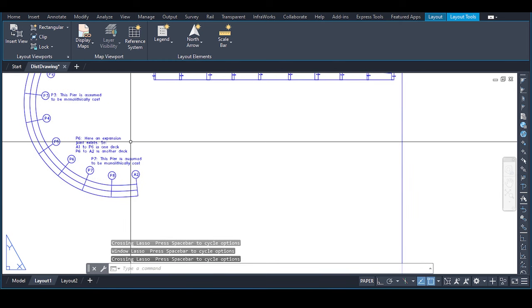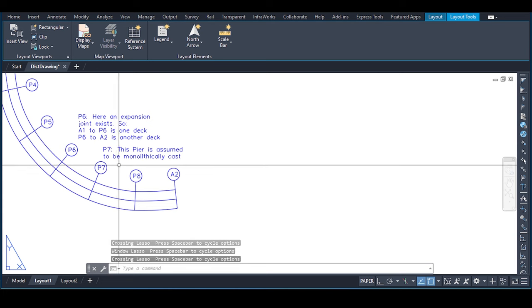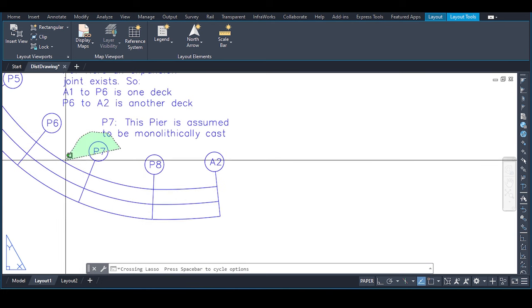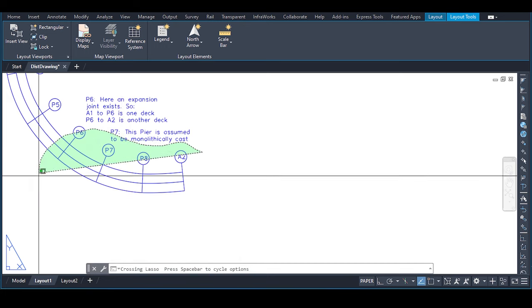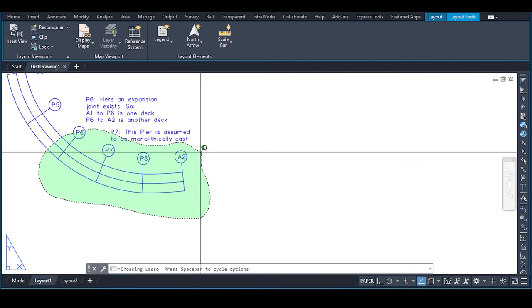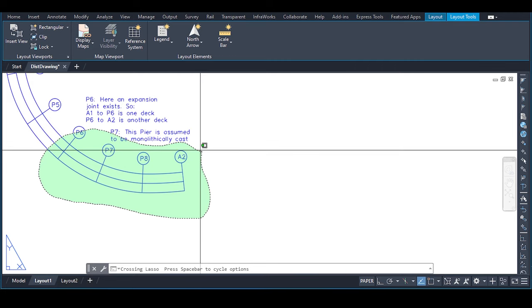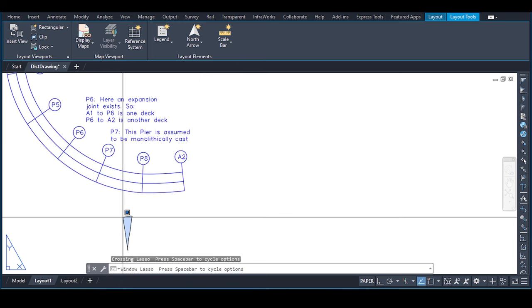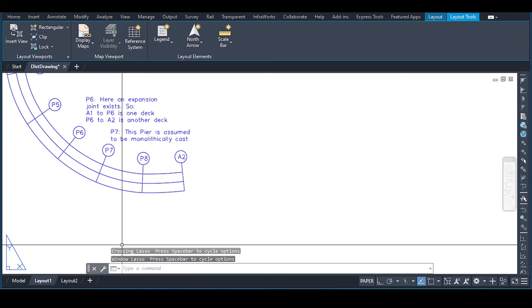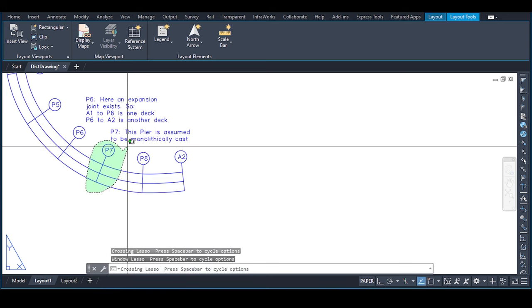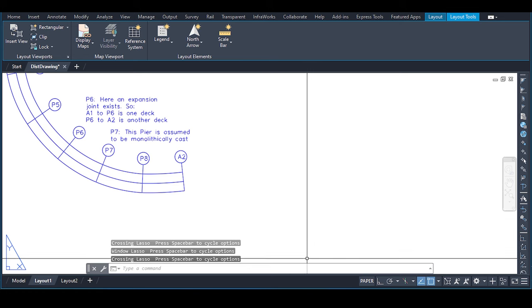However, this is still not true, because P7 was decided to be cast monolithically again. This is also for stability issues, because if you have this piece standalone and you have those elastomer bearings, this means that it will once again detach. If you apply a force like this to the bridge, it might detach from the elastomer bearings. So we are adding a monolithically cast pier to give it stability.